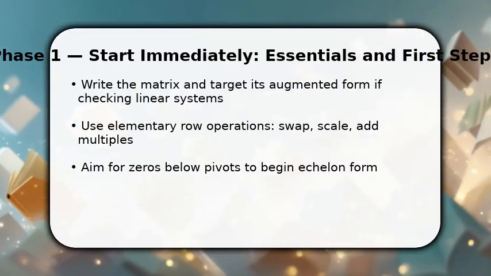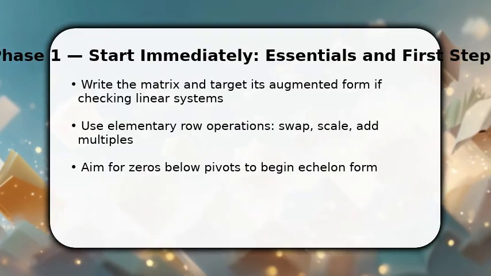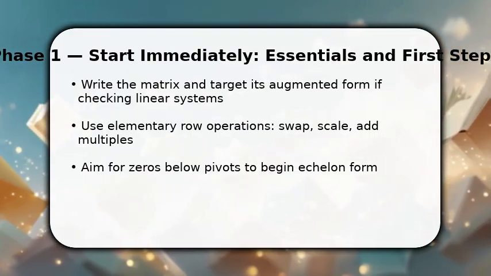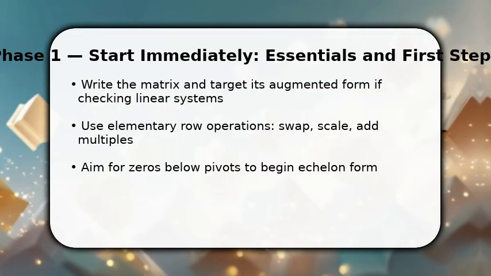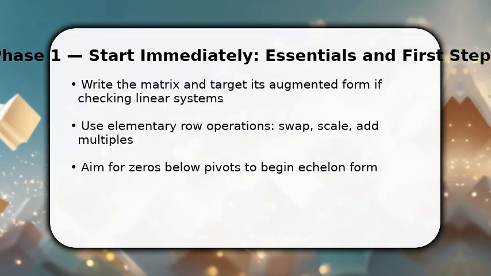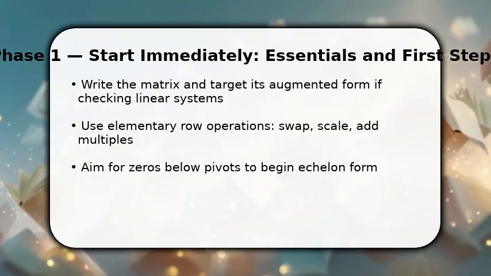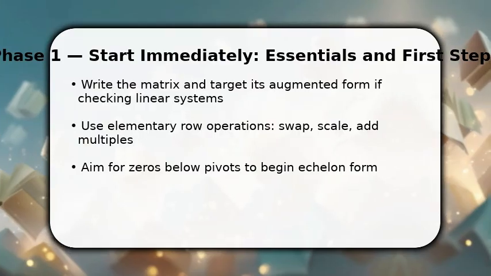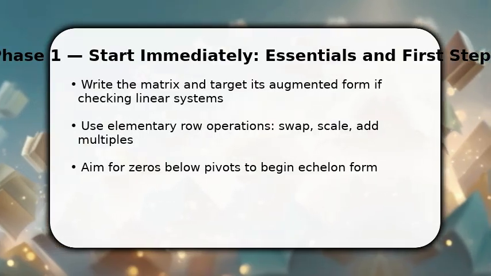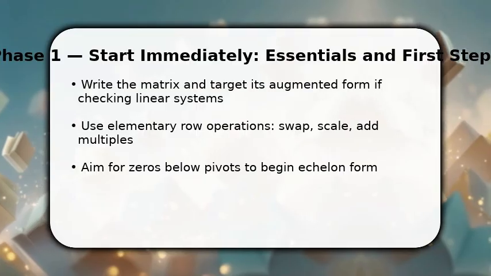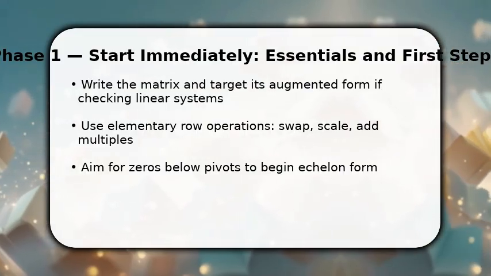You begin by writing the matrix and immediately apply elementary row operations. This is where you make progress. First, choose a pivot in column 1 and, if needed, swap rows so the pivot is non-zero. Next, scale the pivot row to a convenient value if it simplifies arithmetic, and subtract multiples of that pivot row from rows beneath it to create zeros.